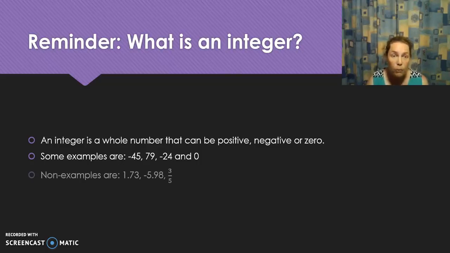Some non-examples are 1.73, negative 5.98, and 3/5. The reason that these are not integers is they are parts of a number, or they have parts to them. They're not whole numbers. They're decimals or fractions.